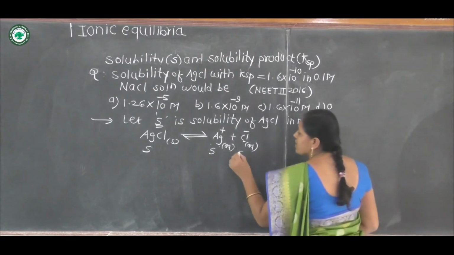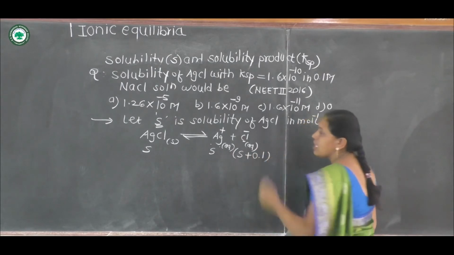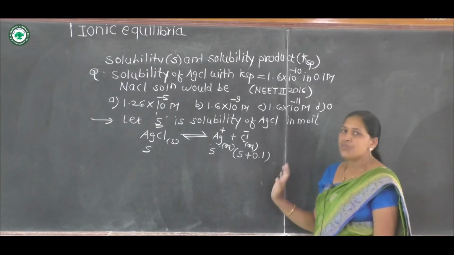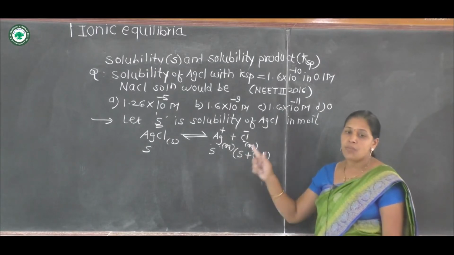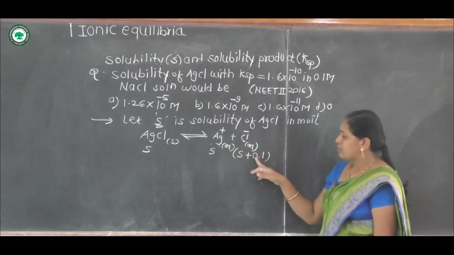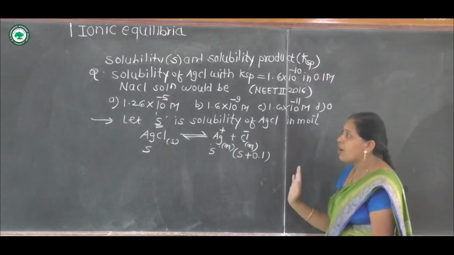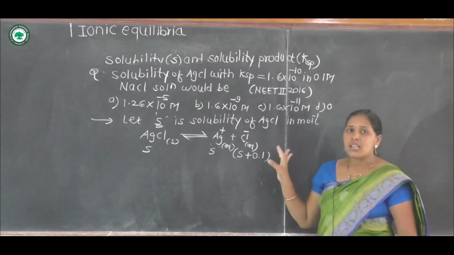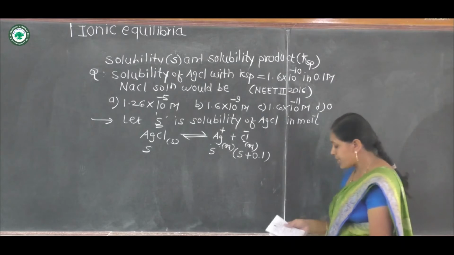Therefore, its solubility is S plus the concentration of NaCl. What is the concentration of NaCl? 0.1 molar. S is the solubility of Cl minus ions from AgCl, plus 0.1 molar is the solubility from the 0.1 molar NaCl solution. Both ions are common, therefore we have to add solubility plus 0.1.